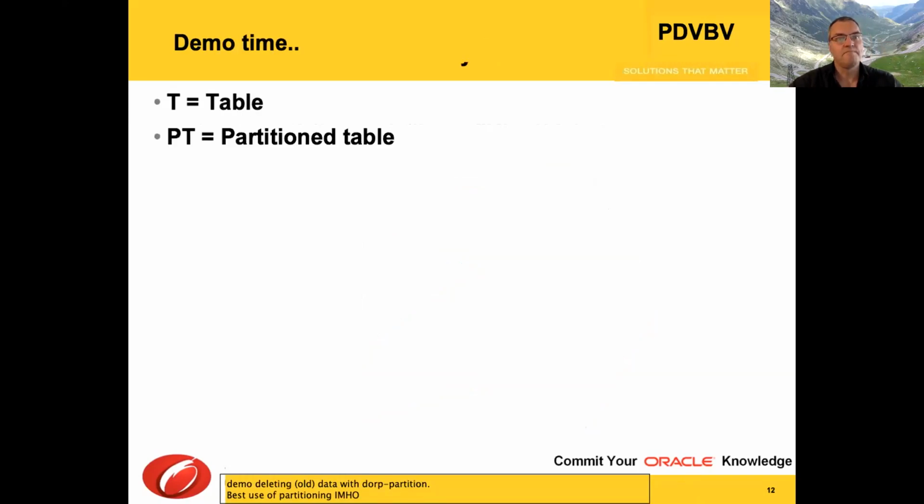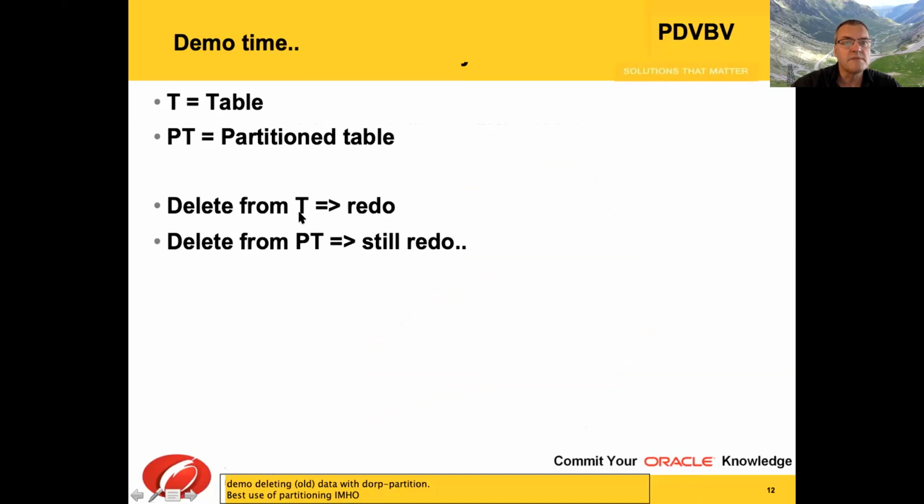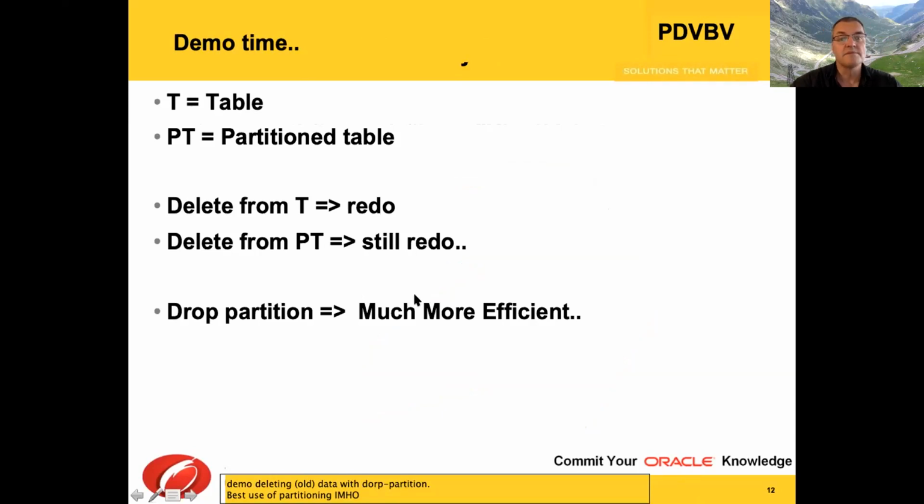Demo time. So we'll make a table T, a partition table PT, same data. We'll delete from the T and see the redo. We'll delete from the PT and we'll see the redo. And then we do this magical thing called drop partition and show that it is much more efficient. There you go.